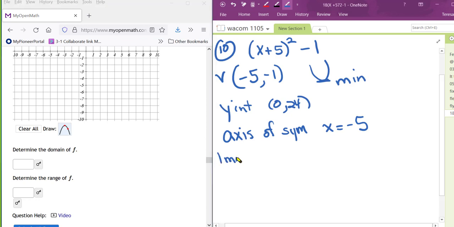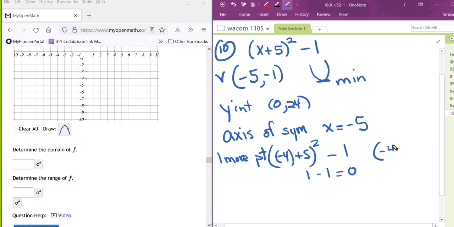So negative 4 plus 5 squared minus 1. So that's 1 squared, which is 1, minus 1 is 0. So an extra point is negative 4, 0, which is actually an X-intercept, okay, if we had found those earlier.